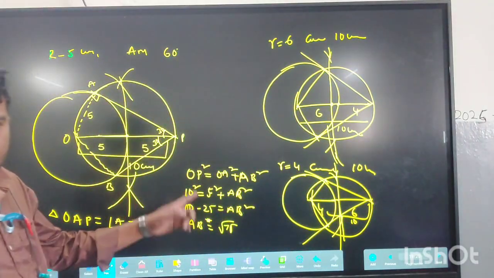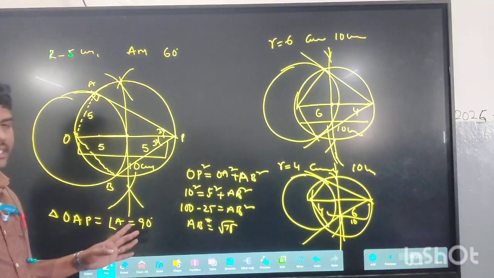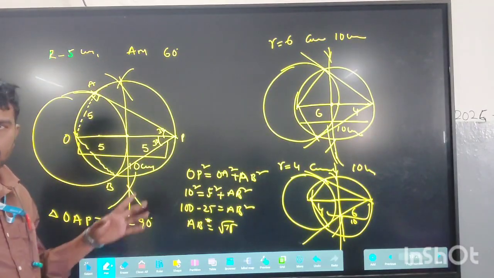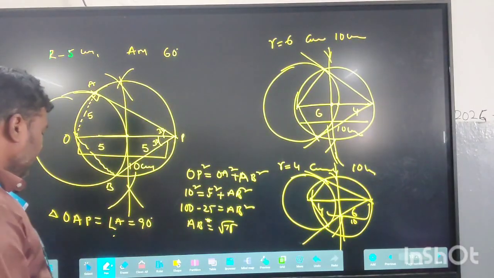This is tangents and secant constructions. Okay? Today practice and come. Next one, graphs.